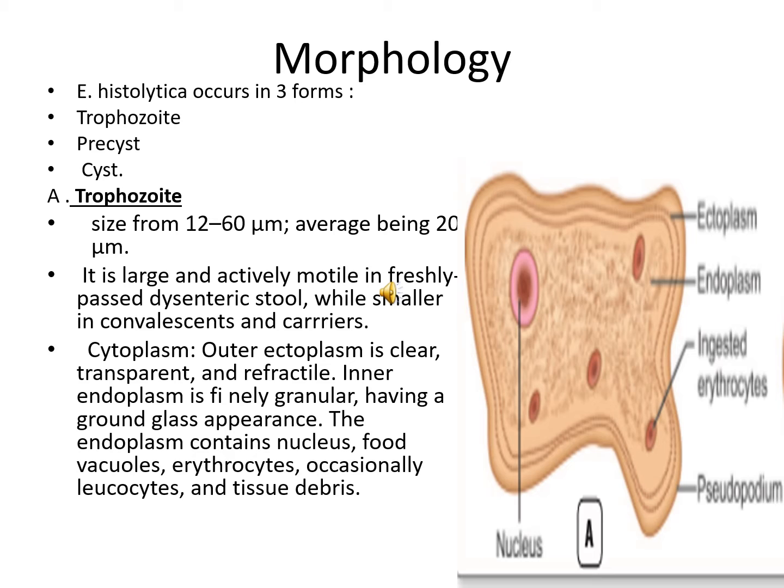In the cytoplasm, it has an outer ectoplasm, which is transparent. The inner endoplasm is finely granular, having a ground glass appearance. It has a nucleus, food vacuoles, erythrocytes, occasionally leukocytes, and tissue debris. So this is the morphology of the trophozoite.